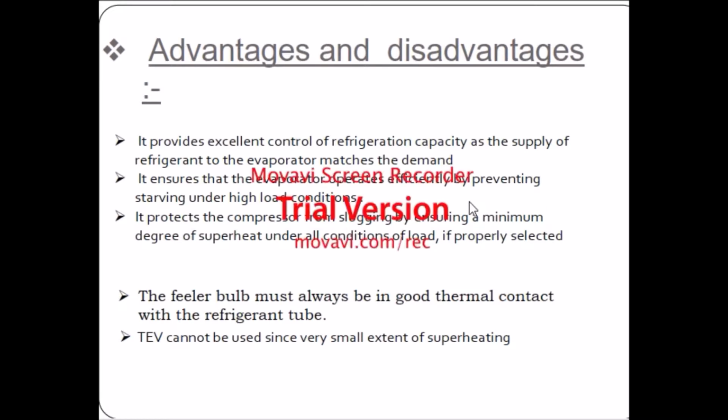So we can predict how much pressure the operation needs, and the supplying volume control, how much the flow rate. Yes, and then it protects the compressor from slugging by ensuring a minimum degree of superheat under all conditions of load, if properly selected. Yes, correct.